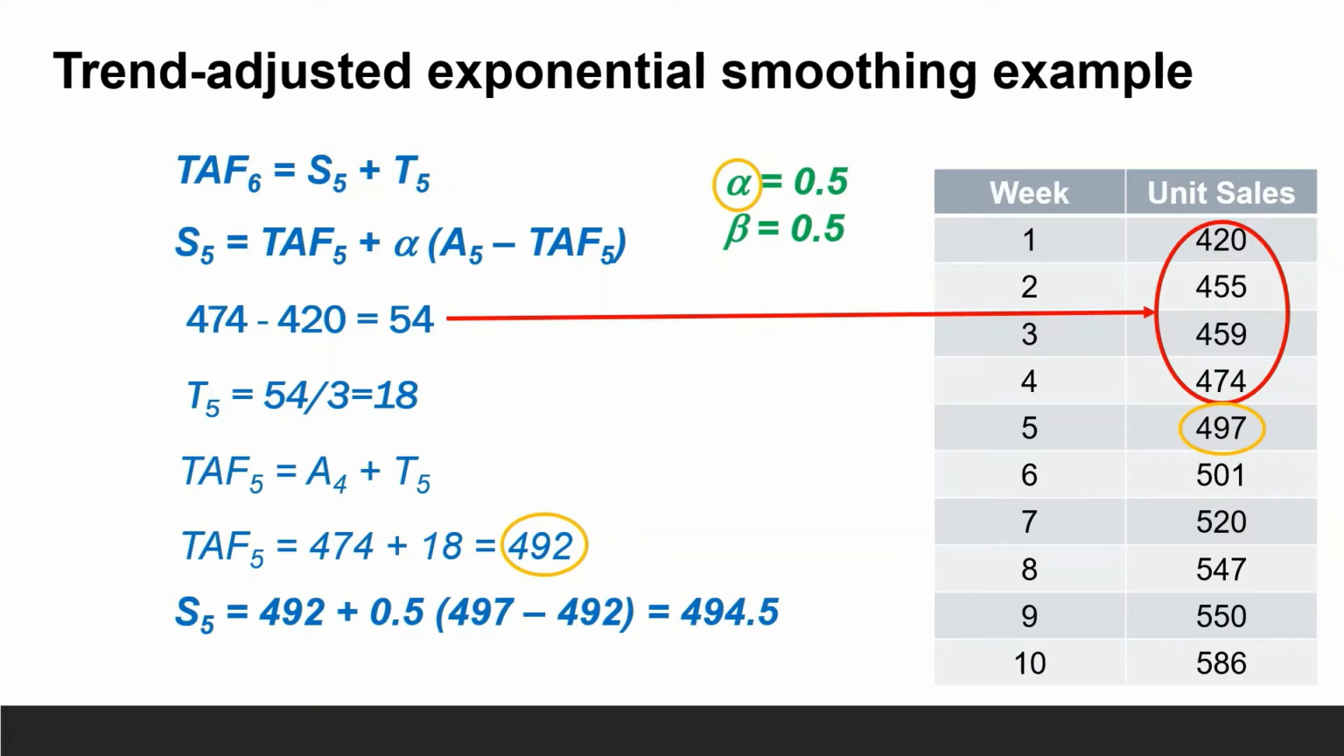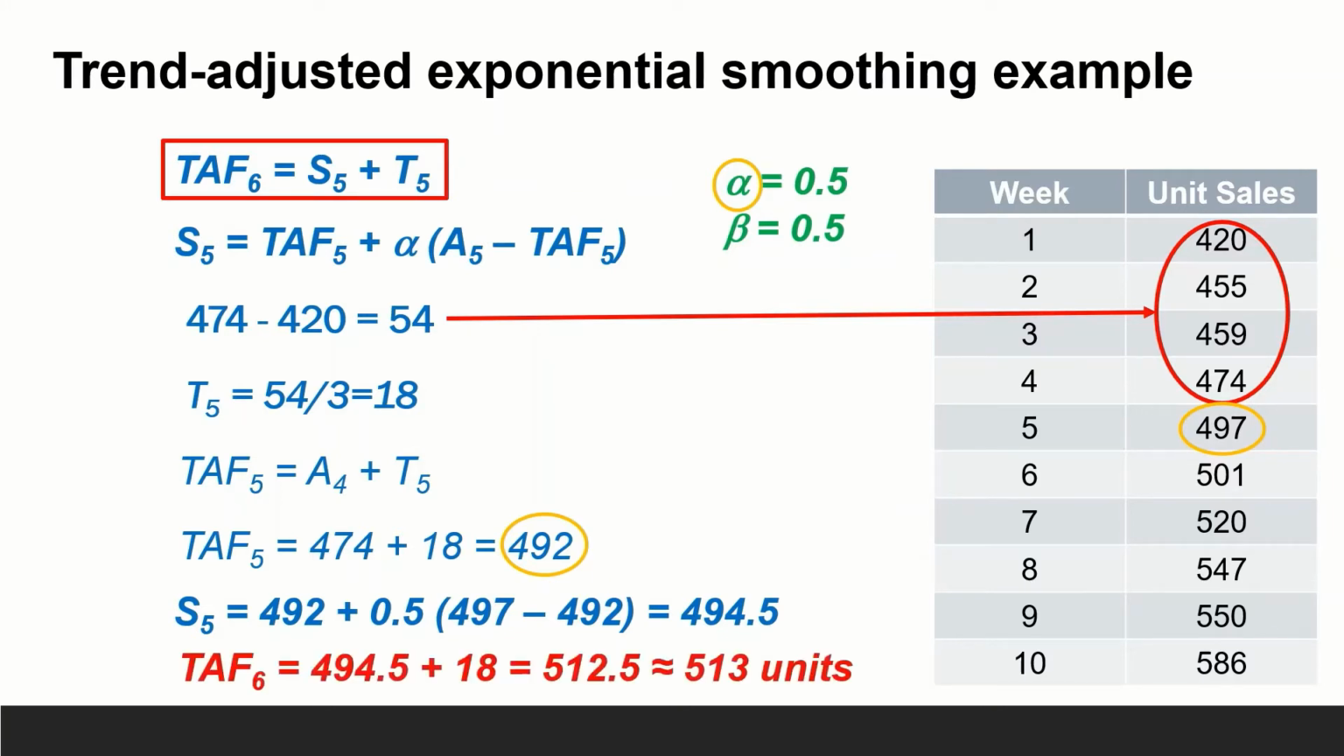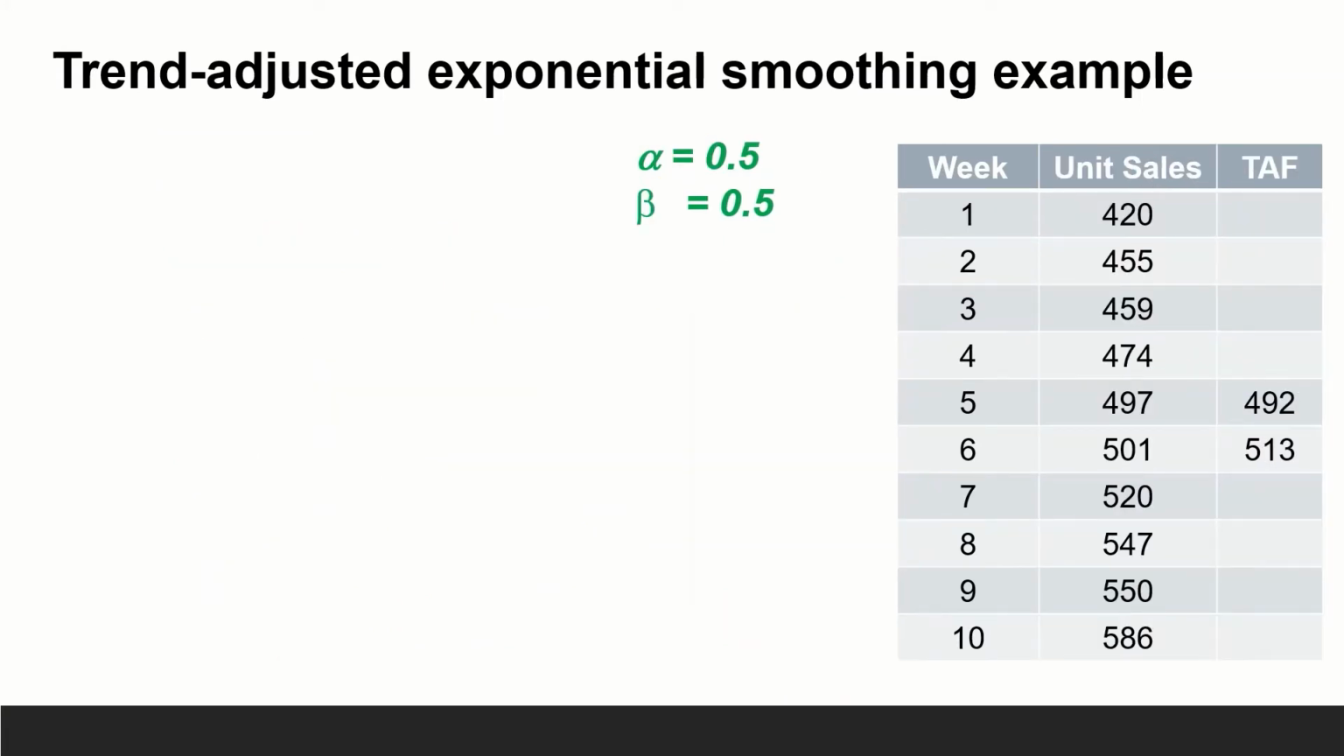This equals 494.5. To calculate the forecast for period 6, TAF6, using this equation, TAF6 equals 494.5 plus 18 equals 512.5, approximately equal to 513. The next task is to calculate the forecast of period 7, TAF7. So, t plus 1 equals 7.